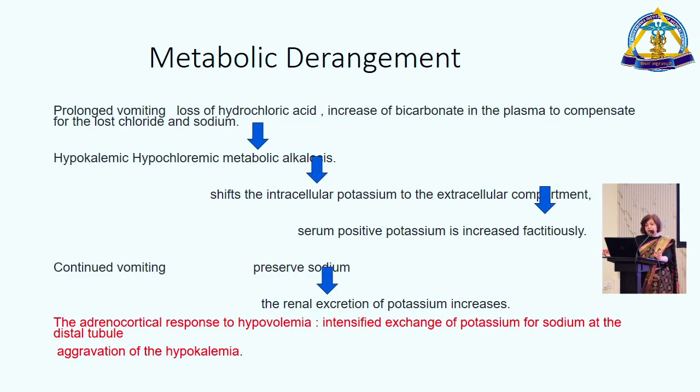It starts pushing out potassium so that sodium and hydrogen ions are retained. It is the adrenocortical response to hypovolemia that there is an intensified exchange of potassium for sodium in the distal tubule. So the metabolic rearrangement that you find is hyponatremic, hypokalemic, metabolic alkalosis with paradoxical aciduria.